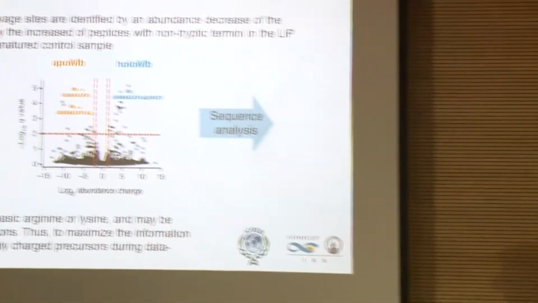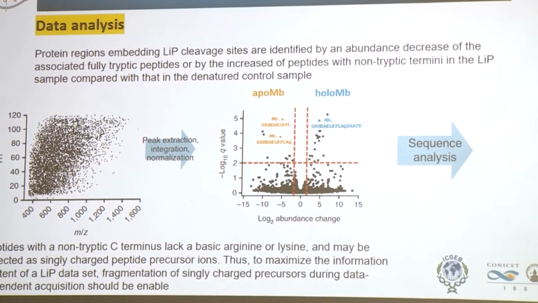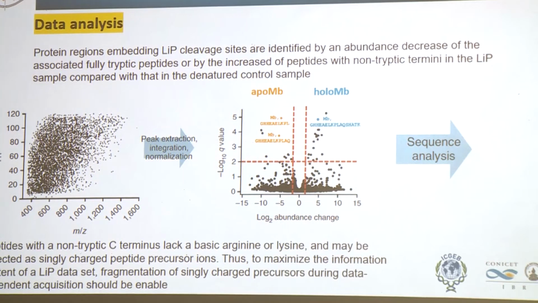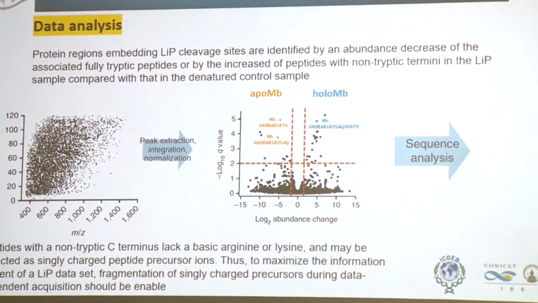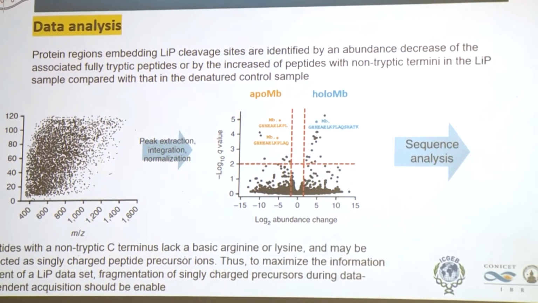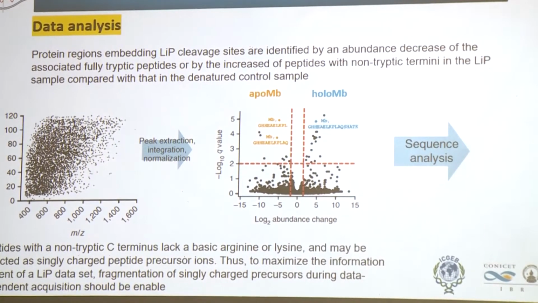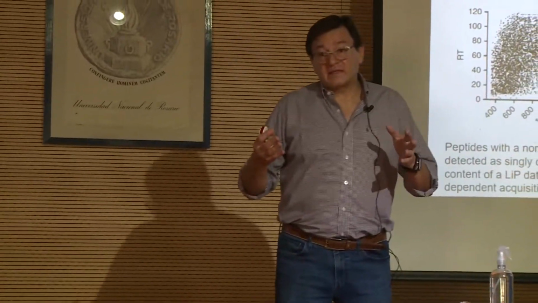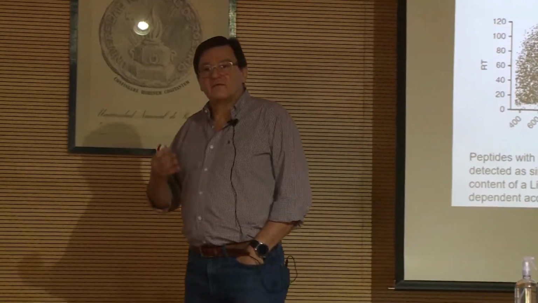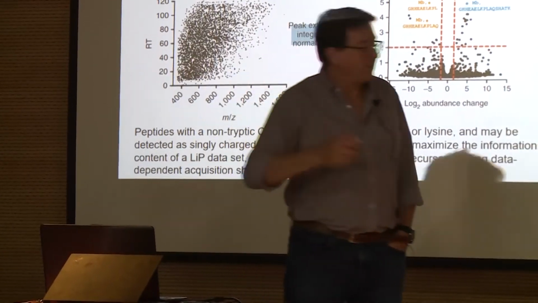And an important result here is that you will have an abundance decrease of fully tryptic peptides associated with the digestion by proteinase K, or an increase of peptides that have non-tryptic termini coming from the digestion by proteinase K. And these peptides are normally smaller and hydrophilic, so you have to be cautious not to lose the small peptides that come in the front of the chromatography run. So I follow with that.